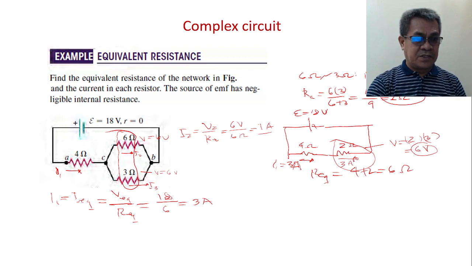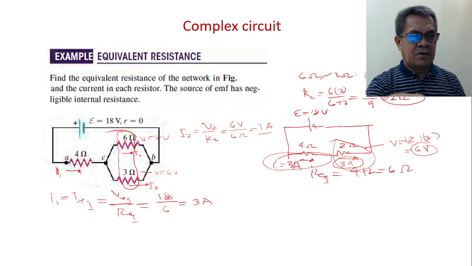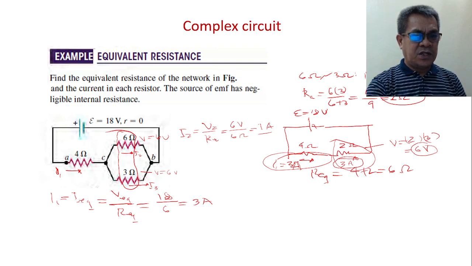Okay? Going back to this problem. A while ago, I said that since this is 3 amps, this must be 3 amps also. Whatever current passes through 4 ohms should be the current that passes through 2 ohms, which is the combined 6 and 3.